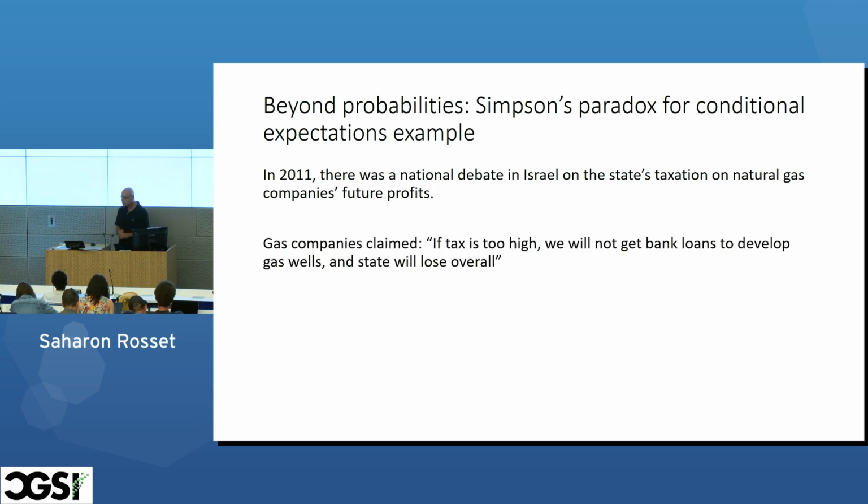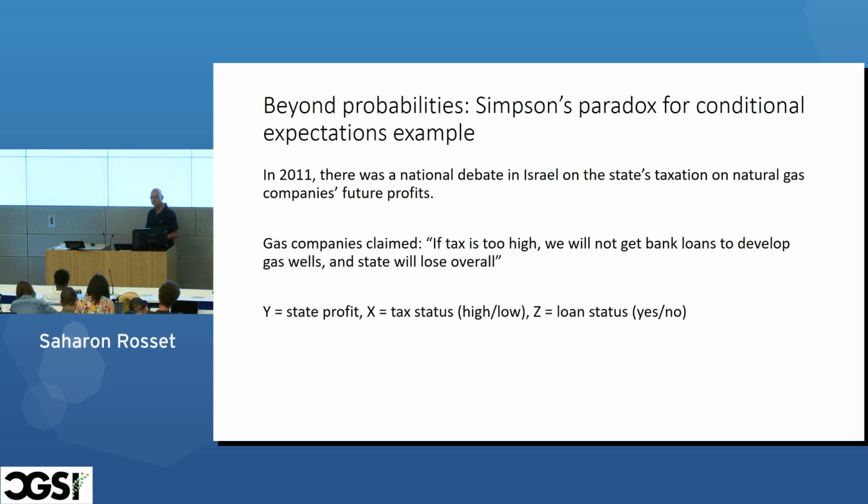And so there was a very interesting claim from the gas companies. The gas companies said, if the tax is too high, we are not going to be able to get the bank loans to develop the gas wells, and the state will lose money if it makes the tax high. Whether or not it's correct, that was the claim by the gas companies. So let's look at that as an example of Simpson's paradox.